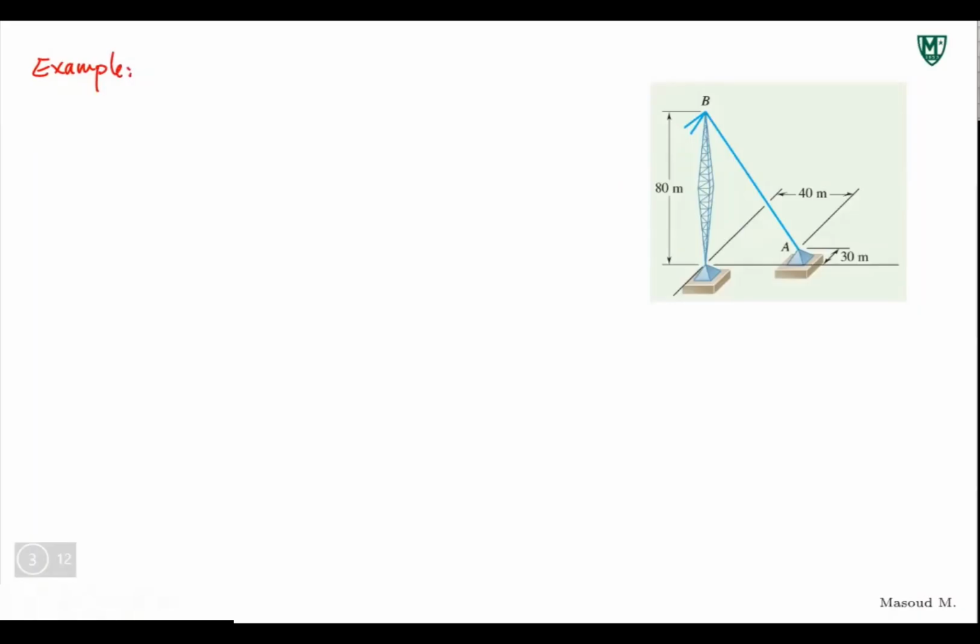We have a tower. Let's say a tower is anchored by a wire. I have a tower. It's anchored by a wire to the ground. This is the sample problem. This is sample problem number 2.7 from your textbook. So I'm just trying to follow the same problem statement.